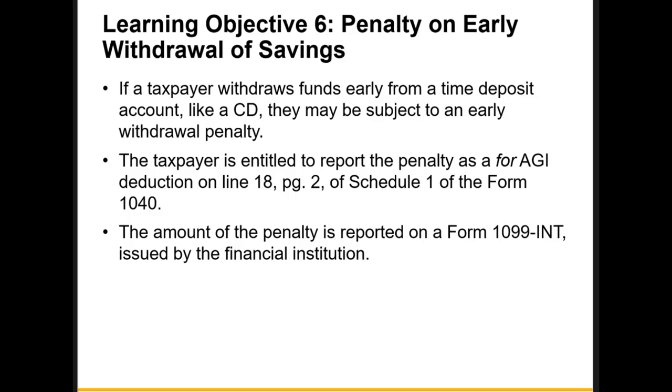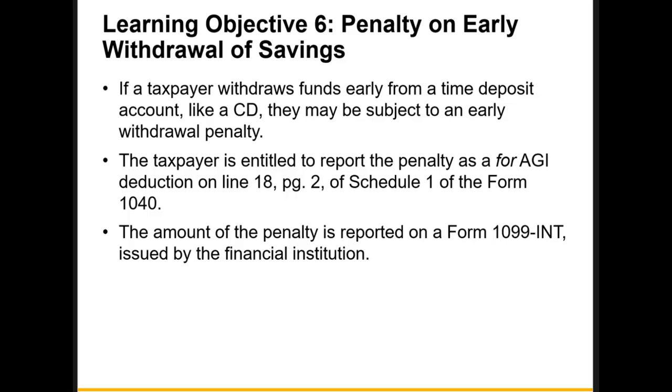Okay, this is a pretty minor one. Penalty on early withdrawal of savings has been in the law for a long time, and nobody remembers exactly why we put this little thing in there, but it is. Okay, if you pull money early out of a CD. So if you go to a bank, you buy a CD, you are agreeing to keep your money in for a specified amount of time, 1 year, 2 years, 5 years, whatever. If you pull it out early because you need the money, they're going to charge a penalty. Okay? What it really does is come out of the interest that you would have gotten on the CD.